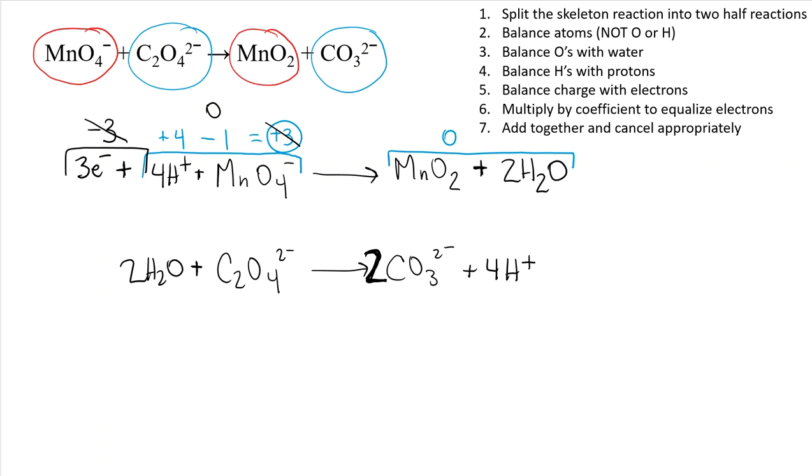Let's look at our next one. Overall in our reactants, we have a -2. Water is neutral. And then the C2O4 2 minus has a charge of -2. Over here we have -4. Each one of the carbonates is -2, and we have 2 of them. So that's overall -4. Don't lose this coefficient. And here we have 4 protons. So that's +4. We have 0.